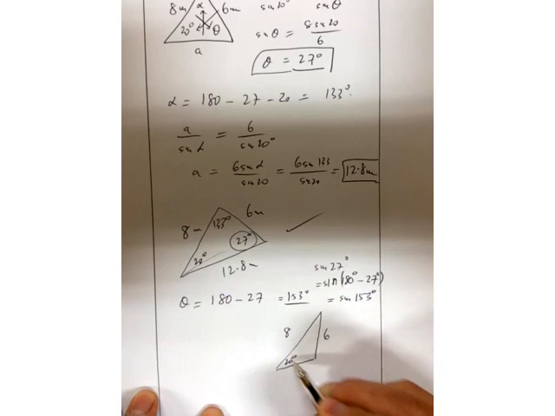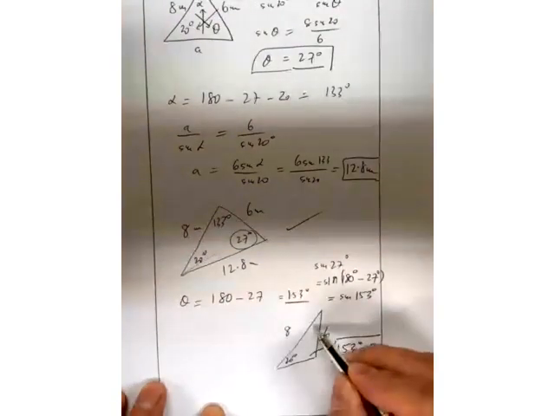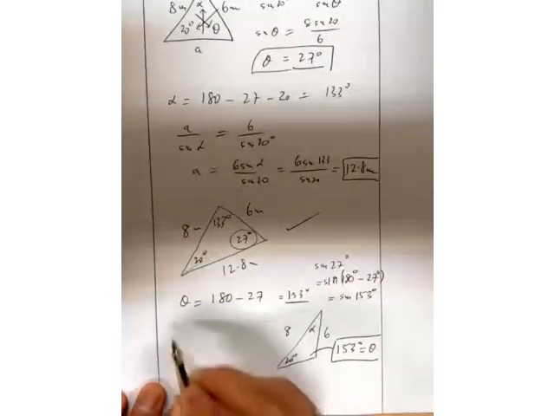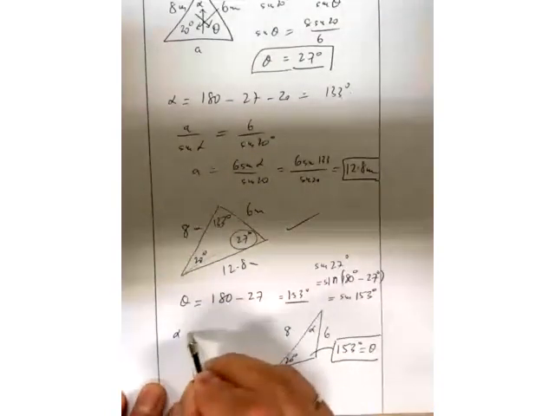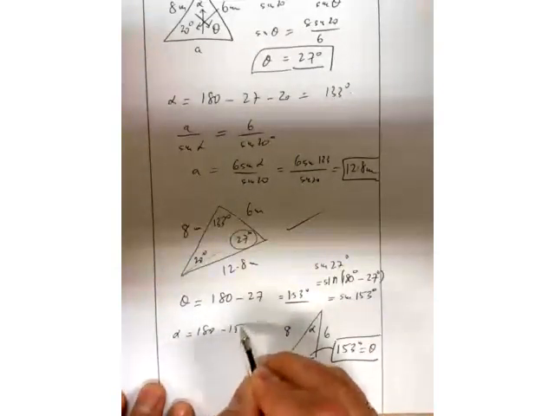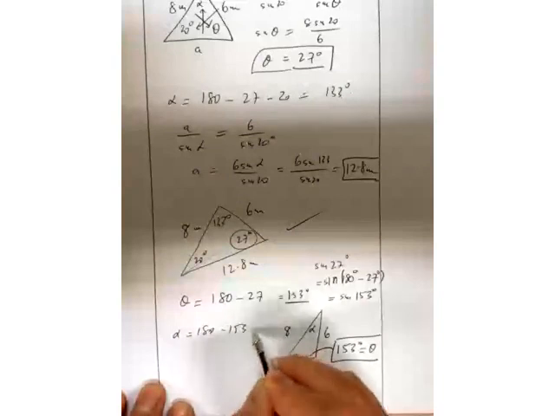So your theta this time is 153 instead of 27. And then your alpha is different. Your alpha is 180 minus 153, which is 7. So then you find A by going, A is equal to 6 sine alpha over sine 20. So you put the numbers in. That's 6 sine 7 divided by sine of 20.